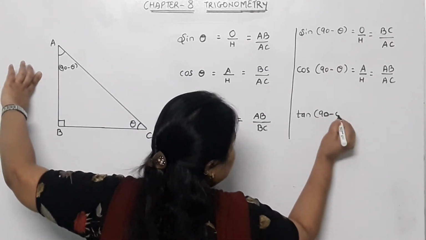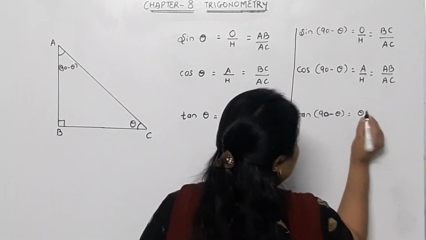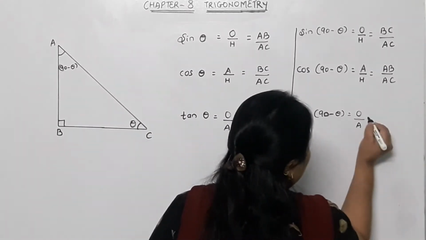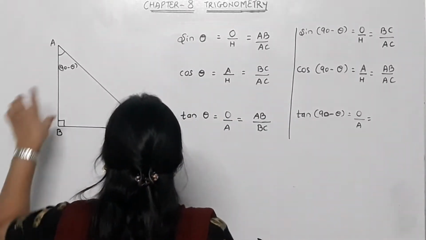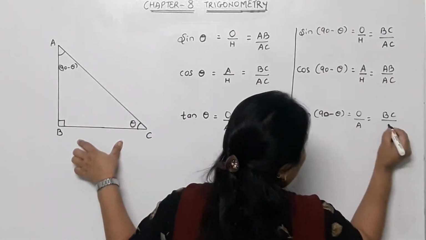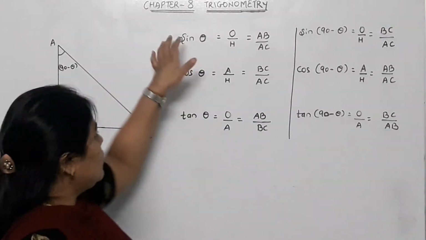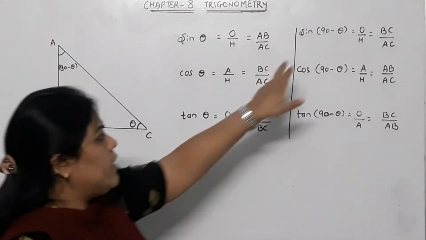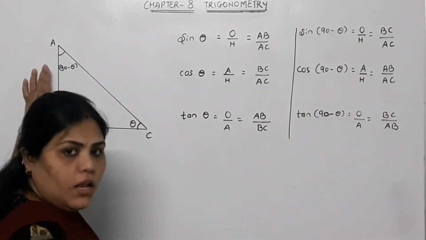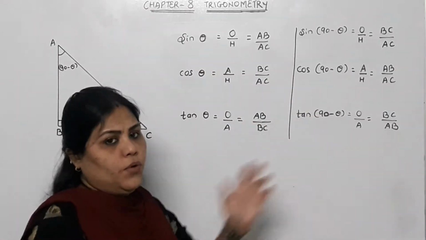And tan 90 minus theta will be equal to what? Opposite upon adjacent. What is the opposite of 90 minus theta? BC. So BC upon AB. Here we have done the three ratios of theta and sine, cos, tan 90 minus theta, meaning the ratios of angle A. Right? Now we'll find the relations between the two.